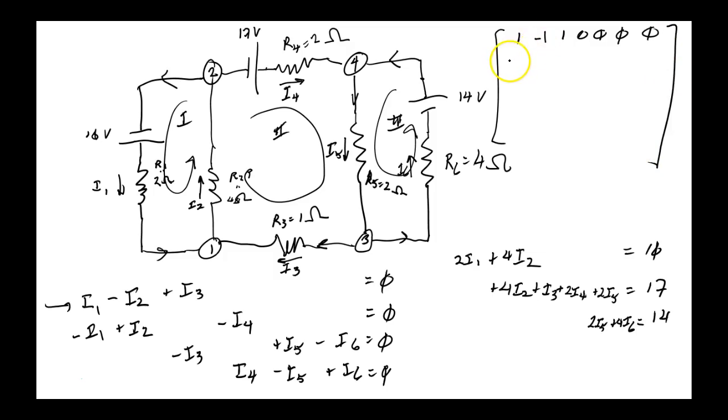Next one will be a minus 1, 0, minus 1, 0, 0, 0. Okay? Next, 2 zeros, a minus 1, another 0, a 1, minus 1, and a 0, right?